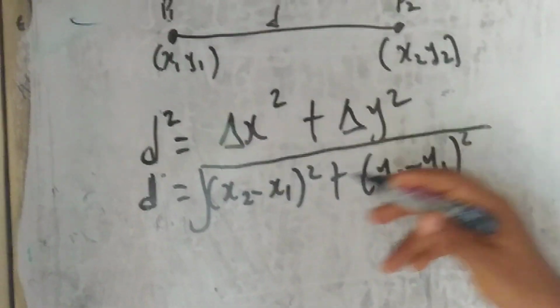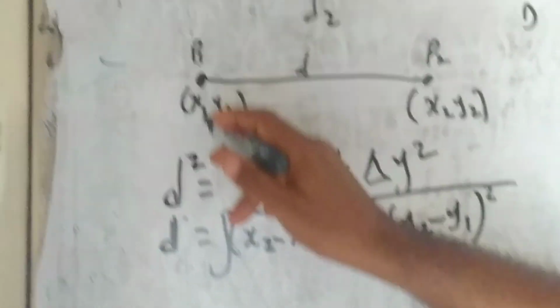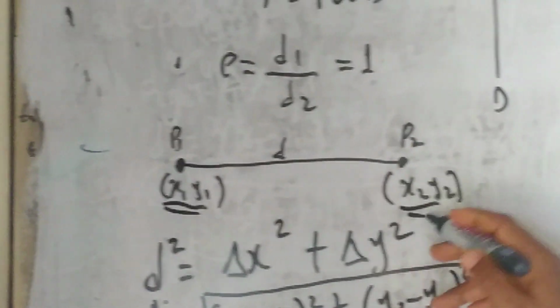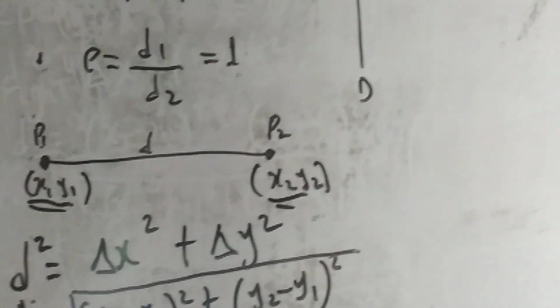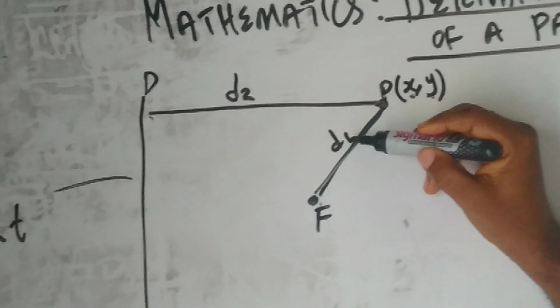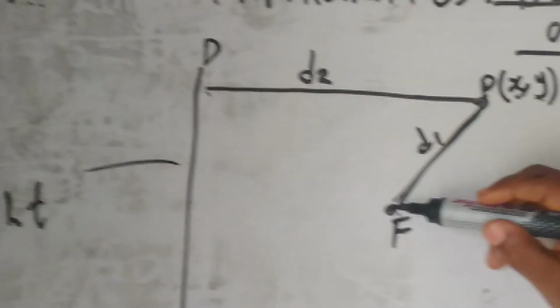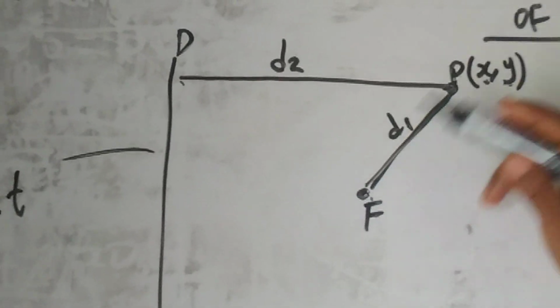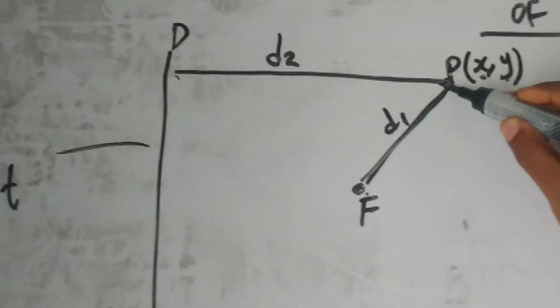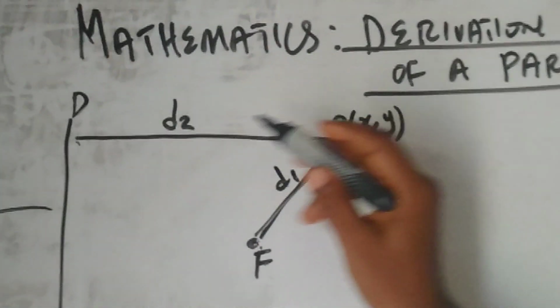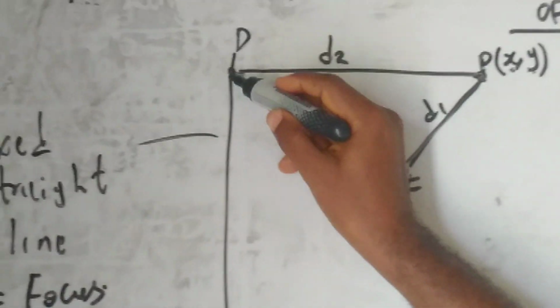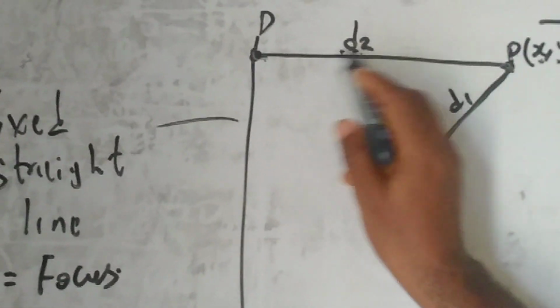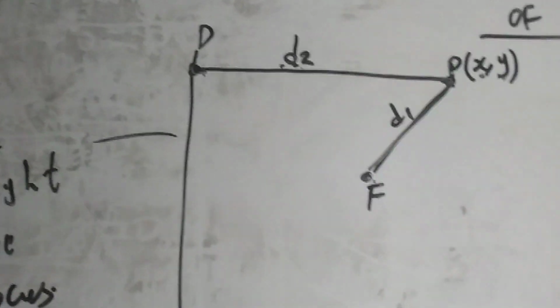So that means for me to get D, I must know the coordinates of the endpoints. The same thing is happening here. For me to know the distance D1, I must know the coordinates of this fixed point F, and I must also know the coordinates of a point here to be able to get the distance D2. So how do we do that?